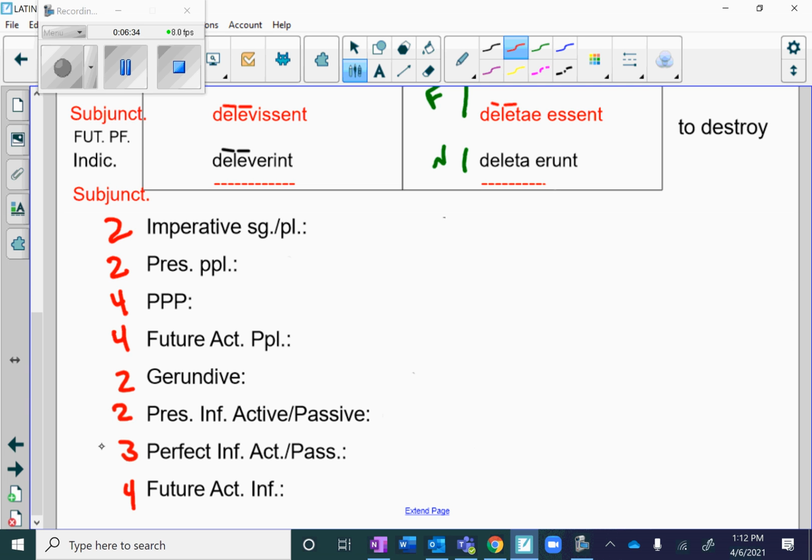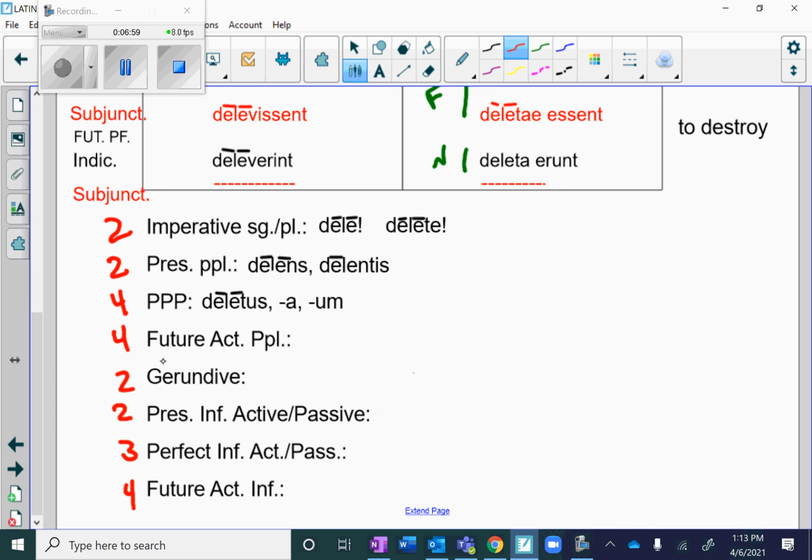Okay, so the imperative singular, we just take the stem off delere, destroy, dele. If we're commanding more than one person, destroy, delete. Present participle uses that same stem, dele, and the genitive singular, -ntis, describing someone as destroying. The PPP, of course, is just the fourth principal part, deletus, describing somebody as having been destroyed.